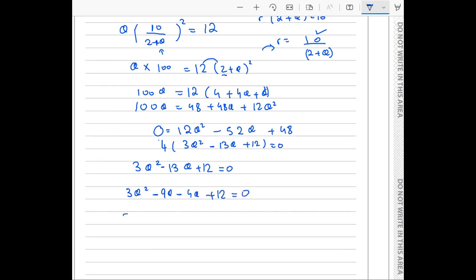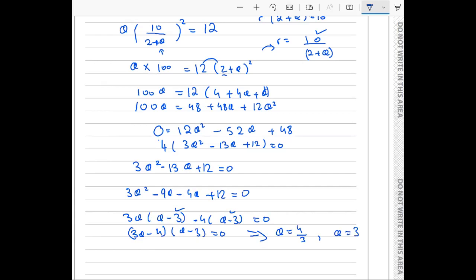Okay, so I can take 3 theta common, theta minus 3, minus 4 common, theta minus 3. These two are same. We are going in the right direction. 3 theta minus 4 is a factor, and theta minus 3 is a factor. And this implies that theta is 4 by 3 and theta is 3.